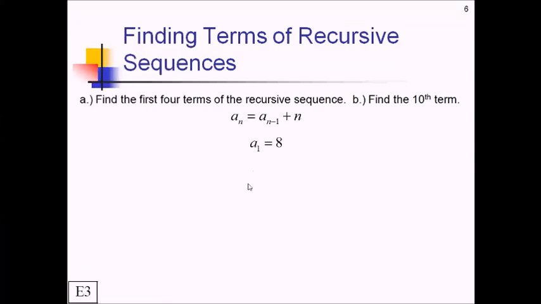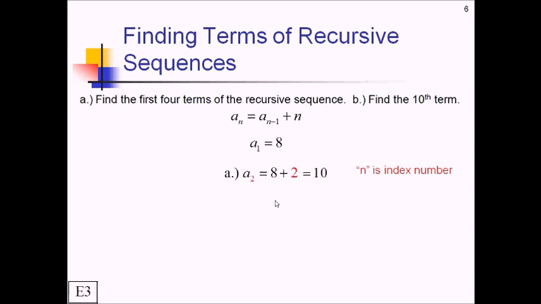Here's another example for you to try. This one's a little bit weird, but give it a shot. The key to this one is realizing that n is the index number. So if you want the second term, you're just taking the last answer, which is our initial condition of 8, and adding the index of 2, because 2 is your current index number of the term that you want. And that, of course, gives us 10.